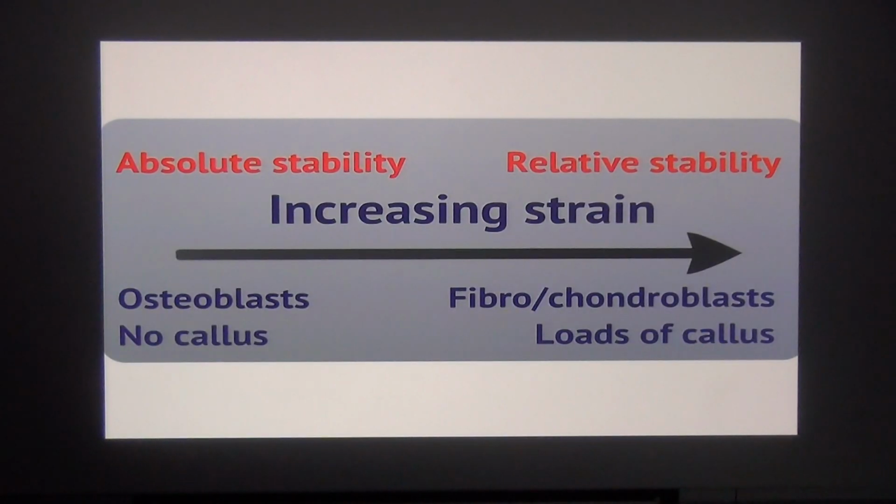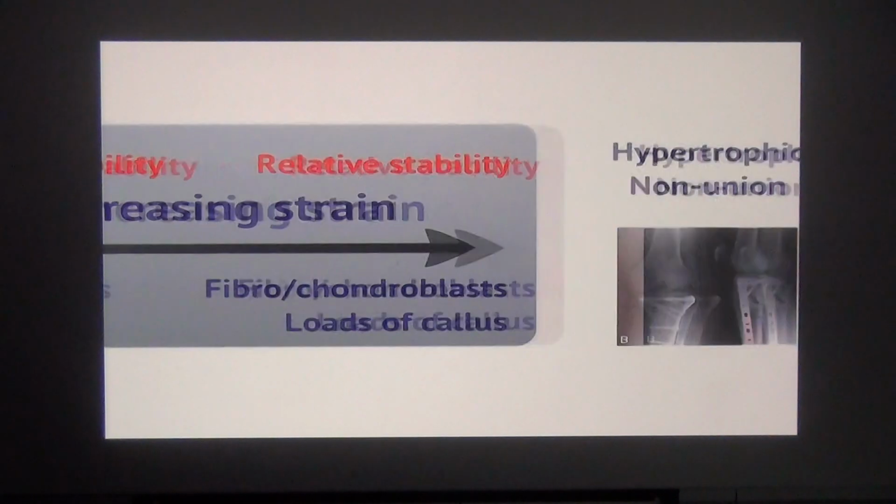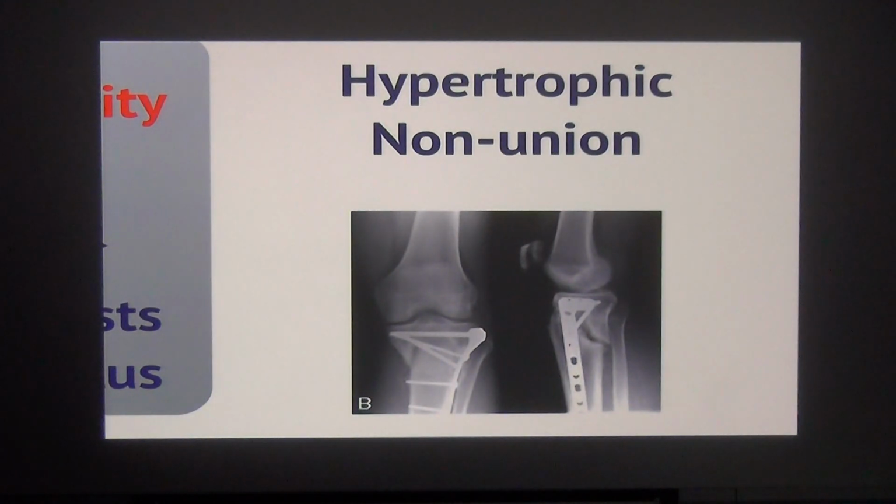Remember those columns of cells? It is the strain environment that dictates which of those lineages proliferates. Fibro, chondro, osteo. This end, if you overstrain a fracture, you get a hypertrophic non-union, which is what you see there. They fixed it with a plate, it wasn't very strong, and you got lots of callus, but there's too much movement, and therefore it didn't heal.